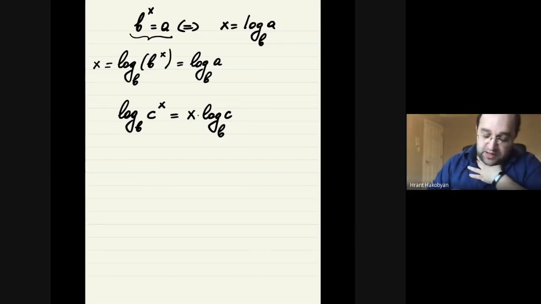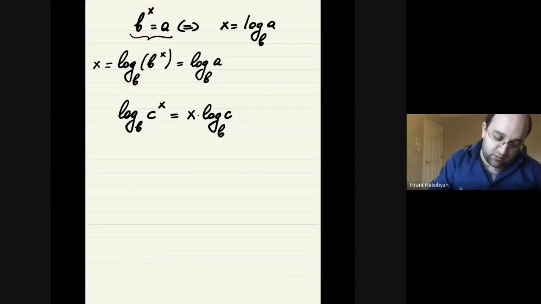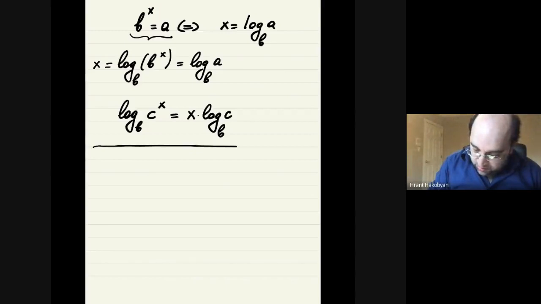So that's the definition of the logarithm. Again, the logarithm of a with base b is the power that I need to raise b to obtain a. So that's the definition of the logarithm. So let's take some examples.